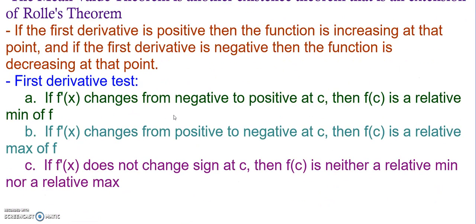That is our first derivative test, using the positive or negative from the first derivative on an interval to determine if the function had a relative minimum or a maximum. To do that, we use what we call an increasing decreasing chart.